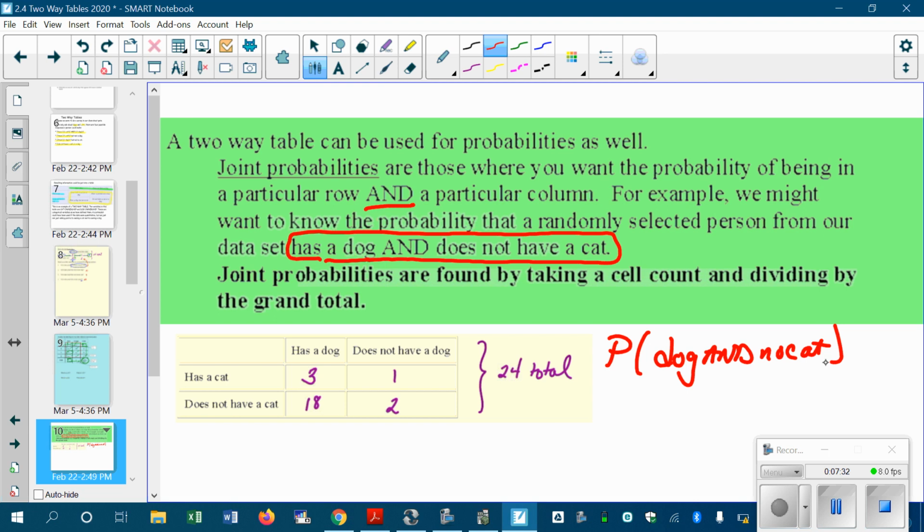So let's look at our table and let's figure out what cell that is. Having a dog, not having a cat is this cell. So the probability is going to be 18 out of my total, which was 24 people. So when I'm doing joint probability, you typically are going to be doing a cell count divided by the grand total. Okay, so if you know you're doing joint probability, you see that and cell over total.